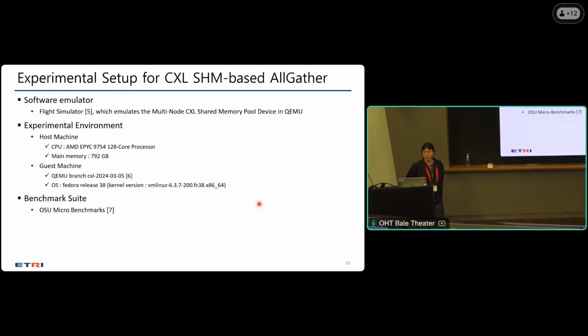For the experiments, we utilize the software emulator called the Fly Simulator, which emulates the multi-node CXL shared memory pool device in QEMU. And we utilize the AMD EPYC 128 core processor and approximately 800 gigabytes of main memory for the host machine. And for the guest machine, we utilize the QEMU CXL branch, and we use the Fedora 38 operating system and the OSU micro benchmark.